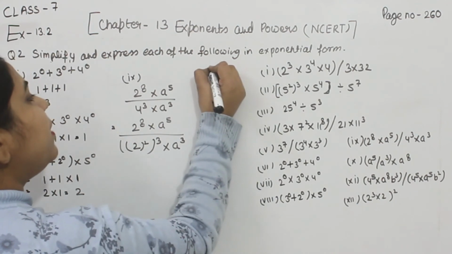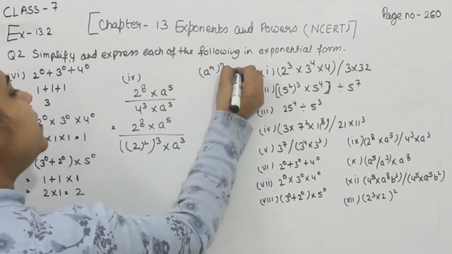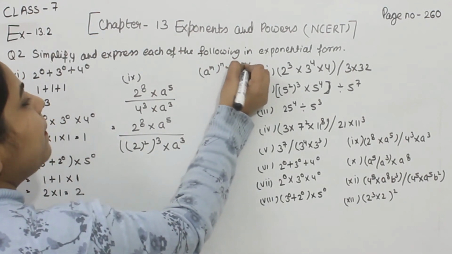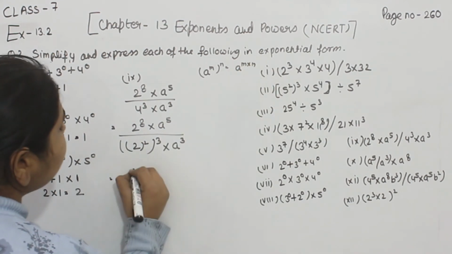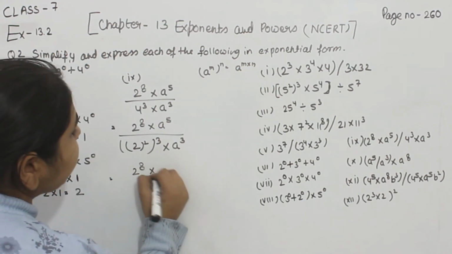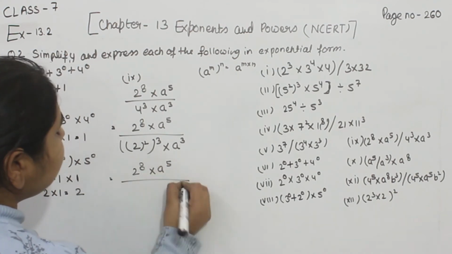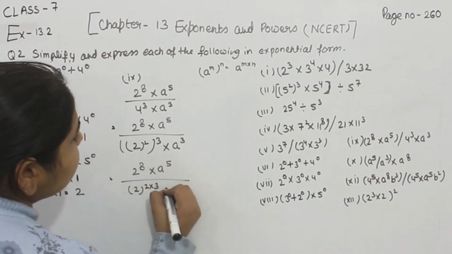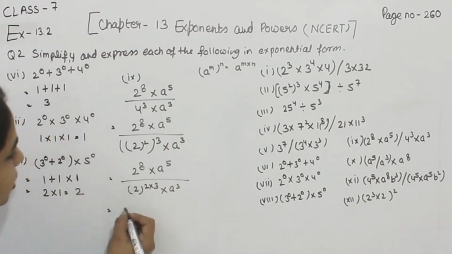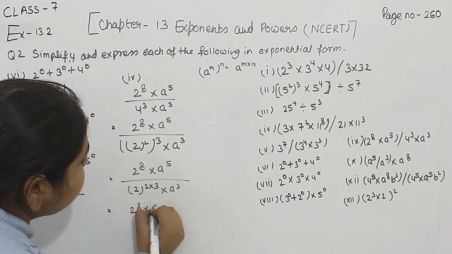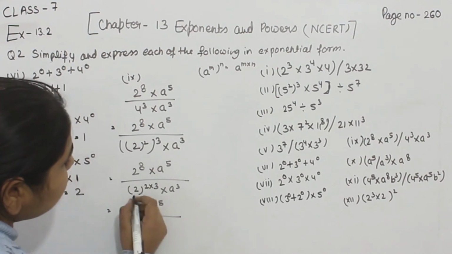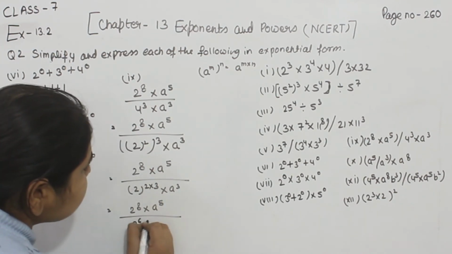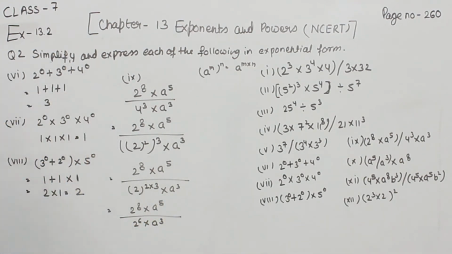Now, (a to the power m) to the power n is a to the power m multiplied by n. So 2 to the power 8 multiplied by a to the power 5. Now in the denominator, 2 to the power 2 multiplied by 3 multiplied by a to the power 3. Now 2 to the power 8 multiplied by a to the power 5, over 2 to the power 6 multiplied by a to the power 3.